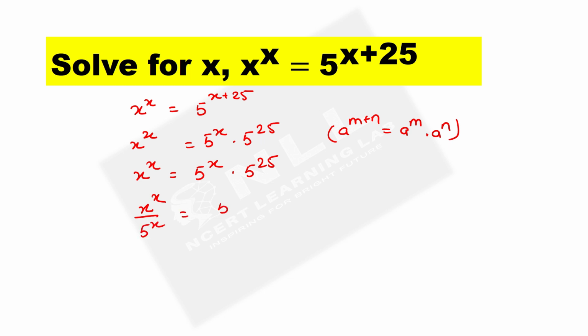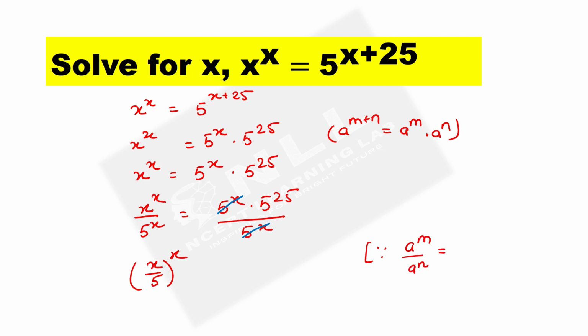We are going to divide both the sides by 5 to the power x. 5 to the power x and 5 to the power x cancel out. Now our expression will be x to the power x upon 5 to the power x equals 5 to the power 25.